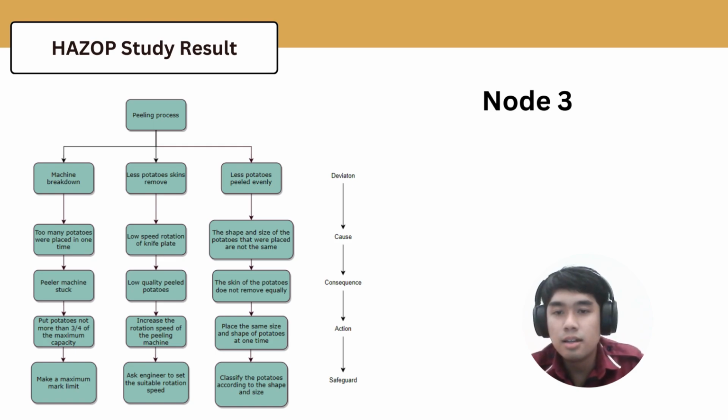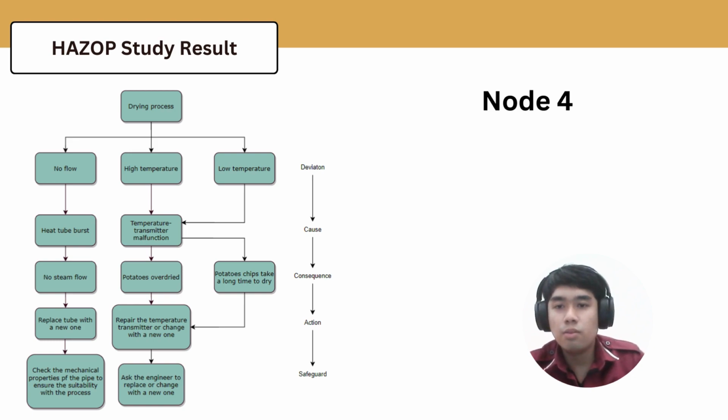And lastly, potatoes not peeled evenly. This is because the shape and size of the potatoes that were placed are not the same, and this will make the skin of the potatoes not peeled evenly. So the action is to place the same size and same shape of potatoes at one time and classify the potatoes according to the shape and size to make the work easier.